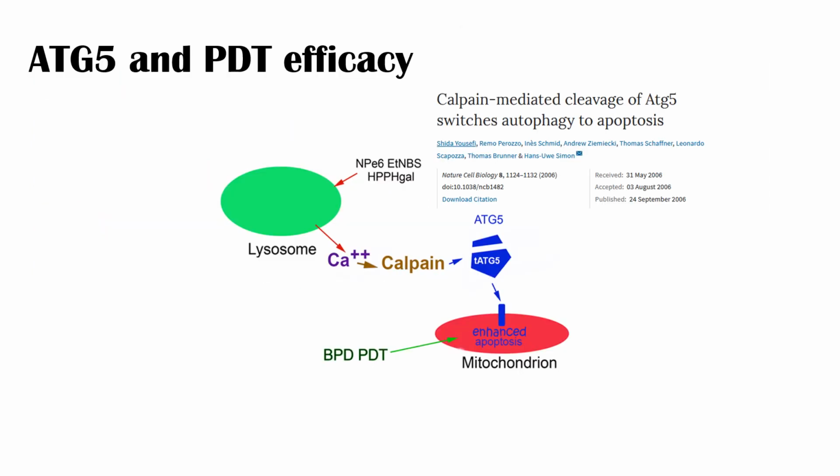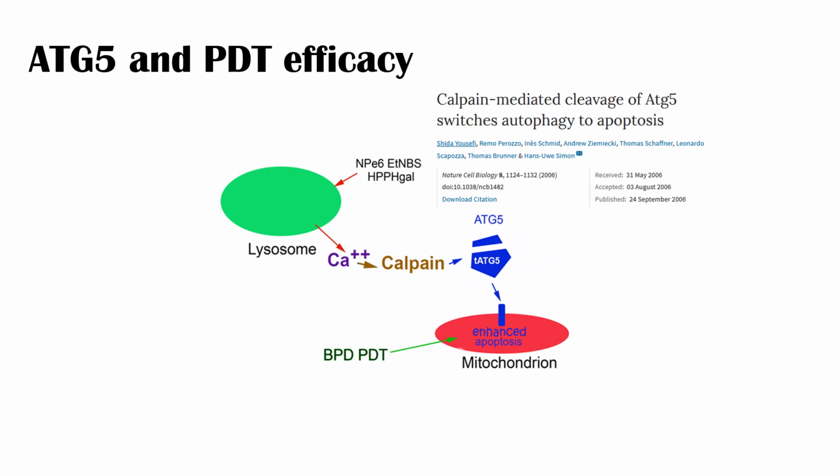What appears to be happening is a series of events where lysosomal photodamage is sufficient to release calcium into the cytoplasm. Dr. Simone in Switzerland had shown that this activated the enzyme calpain, a protease. Activated calpain could then cleave one of the autophagy-associated proteins called ATG5 to a fragment. And when this fragment migrated to mitochondria, this greatly promoted apoptosis. The net result was that lysosomal photodamage primed mitochondria for an apoptotic response to photodamage from BPD.